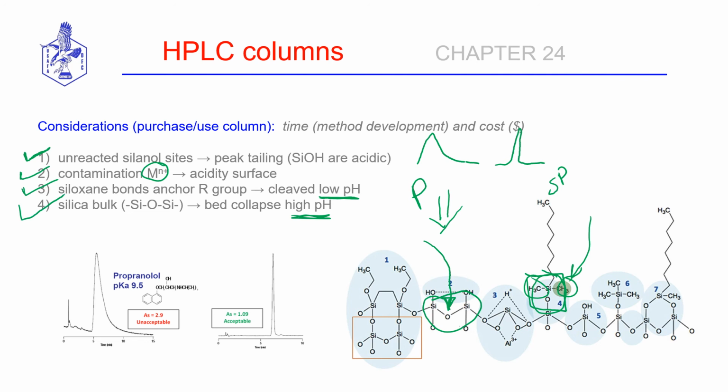Shown in the lower left-hand corner here is what can happen to the peak shape when we're trying to separate a basic molecule on a column. If we don't do something with the unreacted silanol sites, these acidic groups out here, we're going to get this peak tailing, okay, where some of our molecules get hung up on the column longer. And so to get rid of that, if we can either get rid of these sites somehow or block access to them, we're going to get a much improved peak shape, narrower bands, and better resolution.